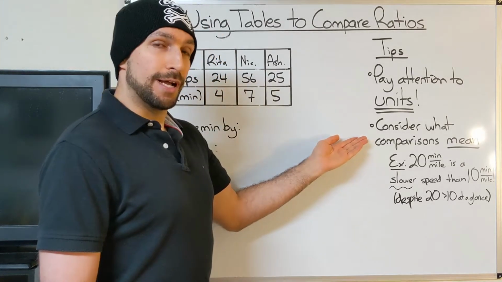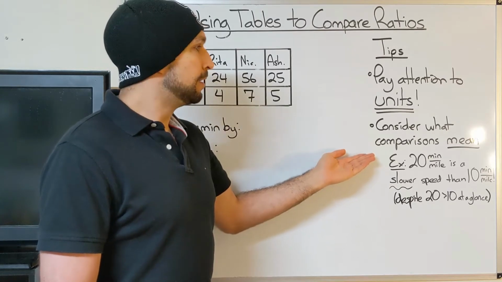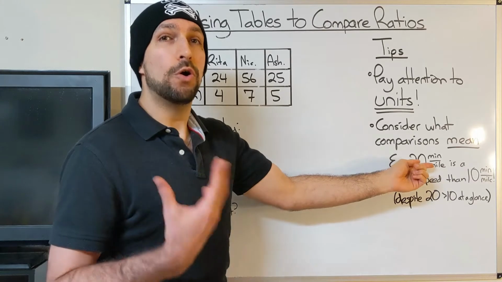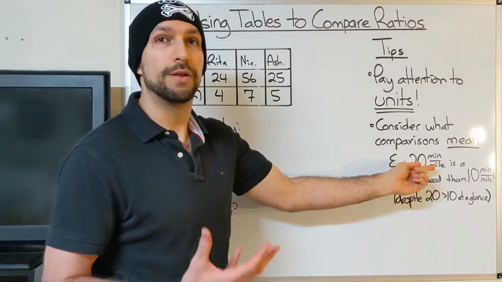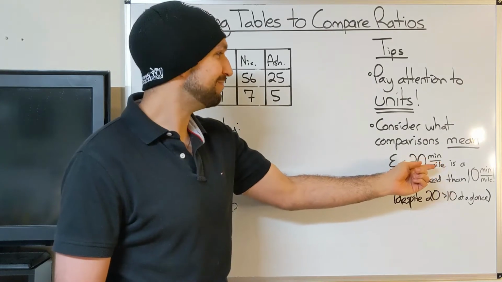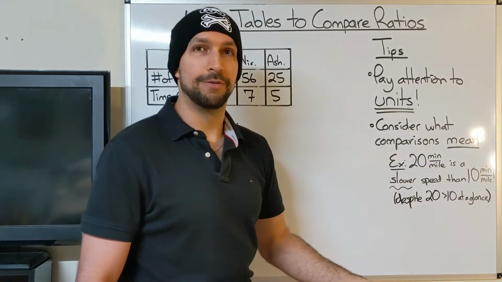The next tip, which is tied in, is to consider what the comparisons mean. So, if we have 20 minutes per mile, it means it took that person 20 minutes to run a mile, or to drive a mile. Hopefully not to drive a mile. That is a slower speed than 10 minutes per mile.